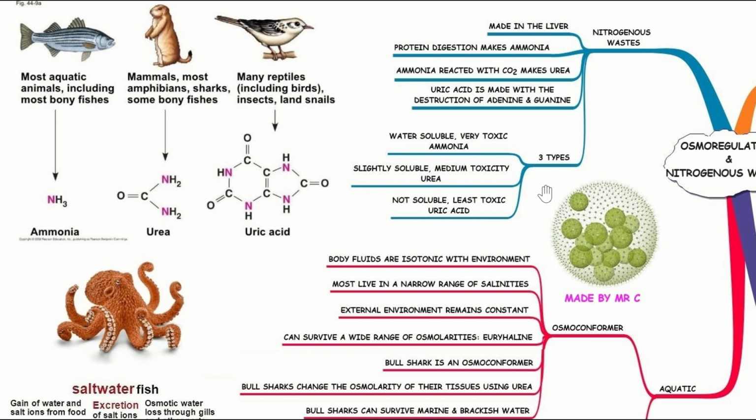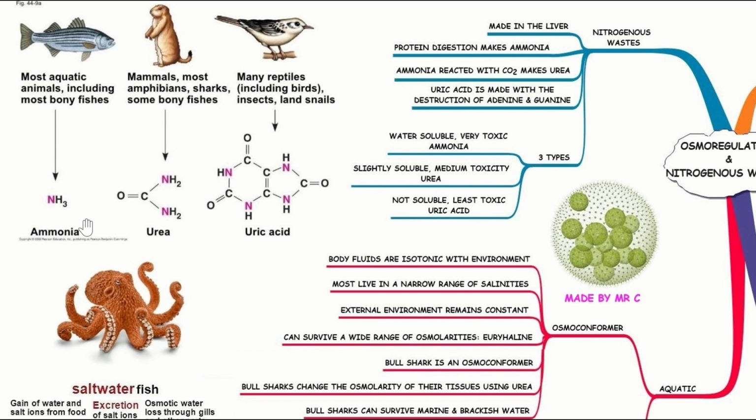There is ammonia that is very, very toxic, but is incredibly water soluble, so it's very easy to get rid of by animals that live in water. Next, we have urea, which has a medium toxicity and is also still relatively soluble in water. But then we also have uric acid that is the least toxic and not soluble in water and is therefore excreted as a paste.